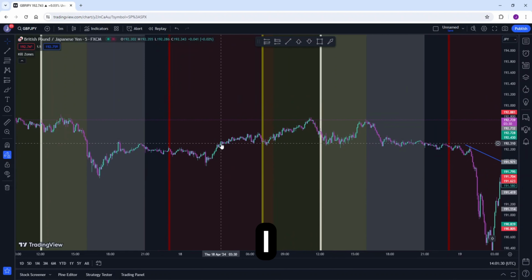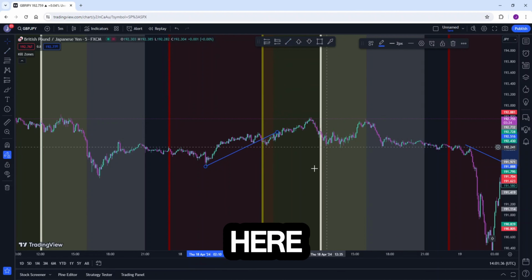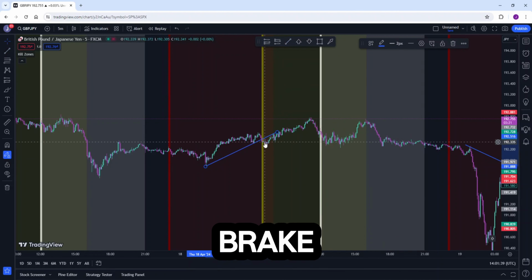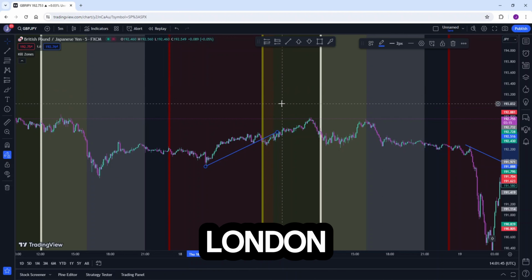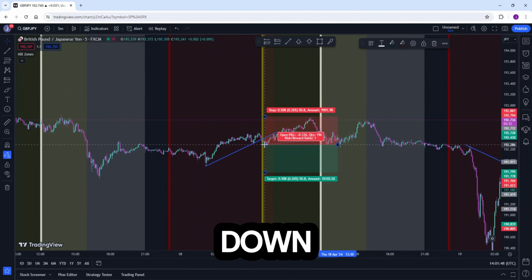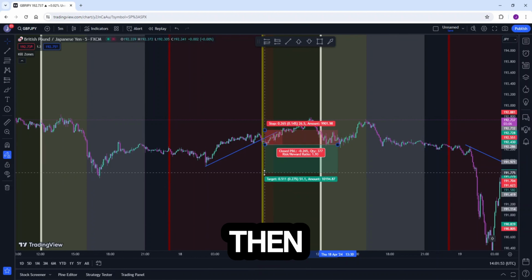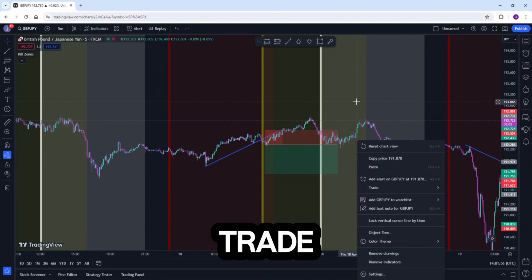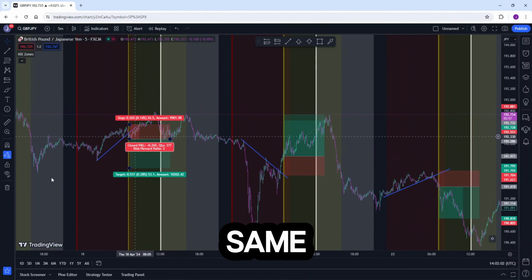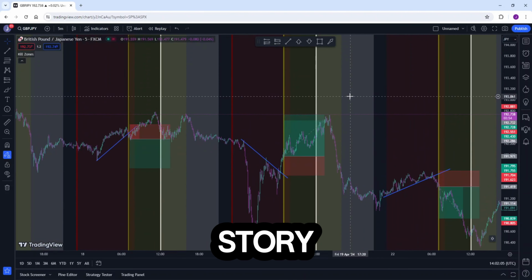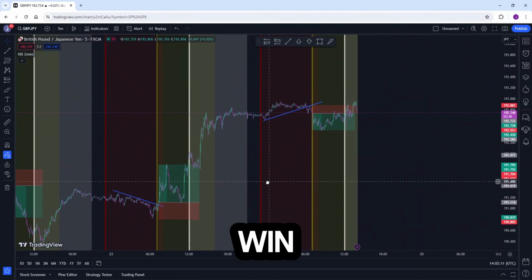Okay, and here I will also show you a losing trade. It's not always 100%. So here we have a trend line, here is the break, and this break is on the line when the London session started. So okay, we simply go down, but what happens here is it stopped out, and yeah, this is the losing trade. So also be careful guys, it's not always the same story. Here is the losing trade, then winning trade, winning trade, win and win.